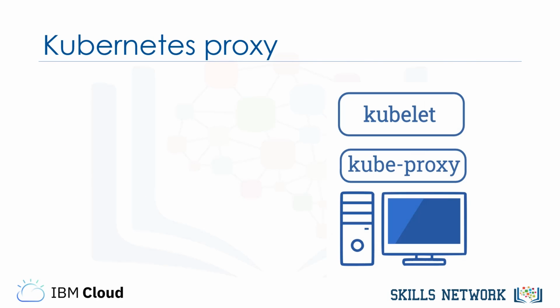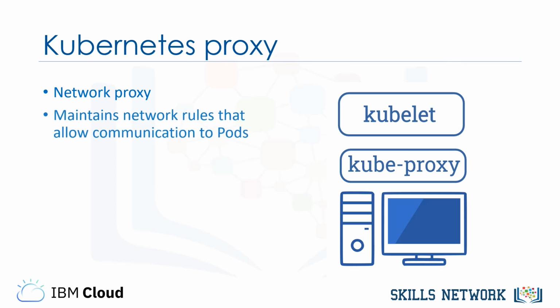Lastly, the Kubernetes proxy is a network proxy that runs on each node in a cluster. This proxy maintains network rules that allow communication to pods running on nodes. In other words, communication to workloads running on your cluster. This communication can come from within or outside of the cluster.